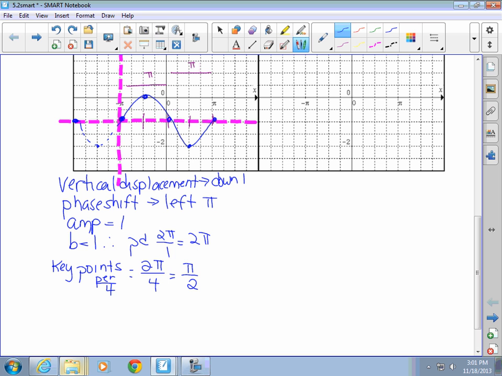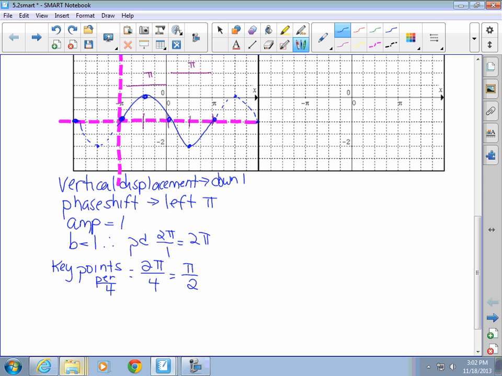And then going this way, I would have my other points back here, so it would look like that. Okay? But if I only need to show it for 1 period, then that's all I need to show. It's just the solid blue line there.